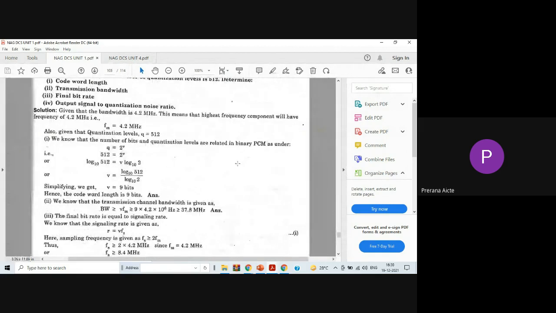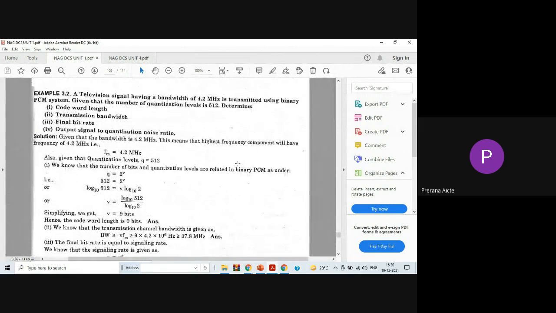See here what they have given. A television signal having a bandwidth of 4.2 megahertz is transmitted using a binary PCM system, and given that the number of quantization levels is 512. We have to determine the code word length, transmission bandwidth, final bit rate, and output signal to quantization noise ratio. That's why I said about the signal to quantization noise ratio of PCM.